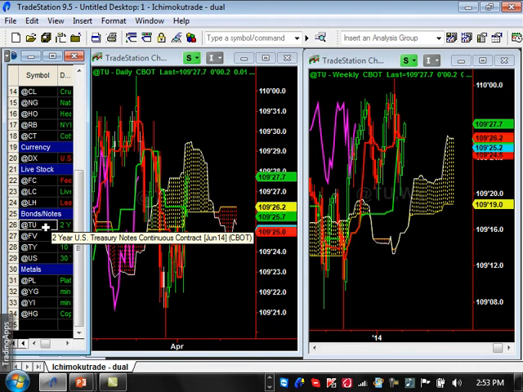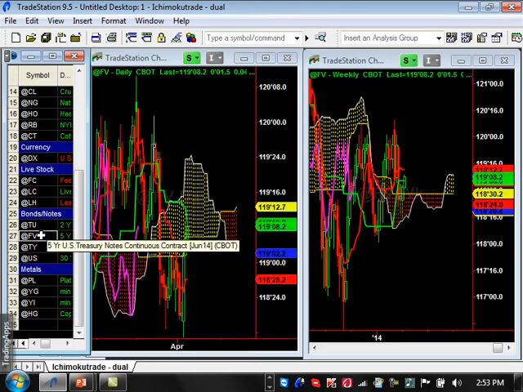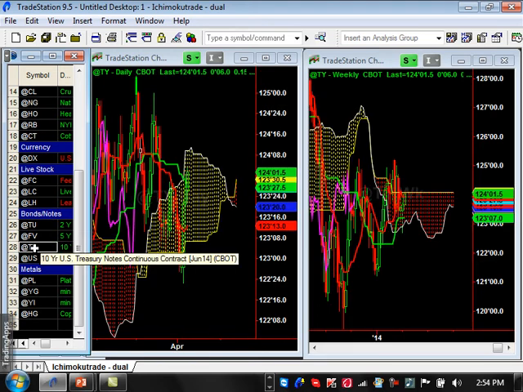Support on this one's going to be 109.19. Resistance on this one's going to be 110 even. 5-year treasury notes, this is really doing nothing except consolidating too. Minor support level on this one is going to be 118.30. Minor resistance level is 119.12. And then the major resistance level is going to be 120, nice and even.